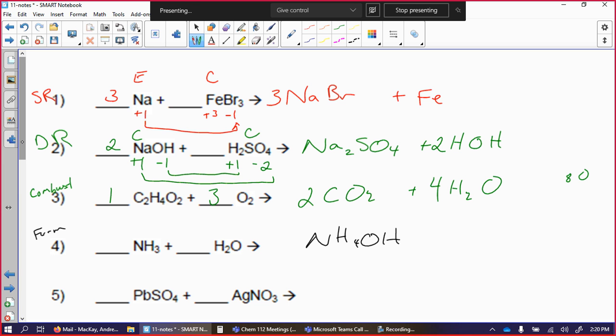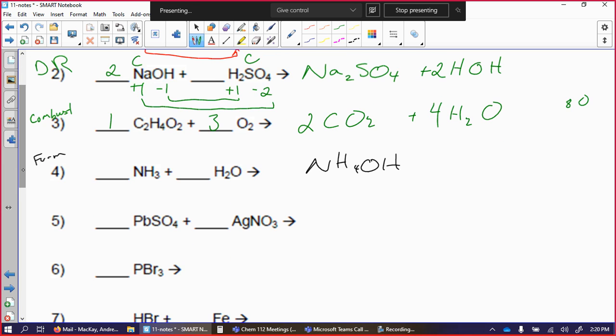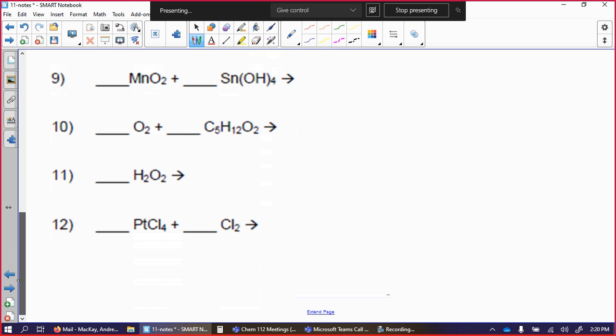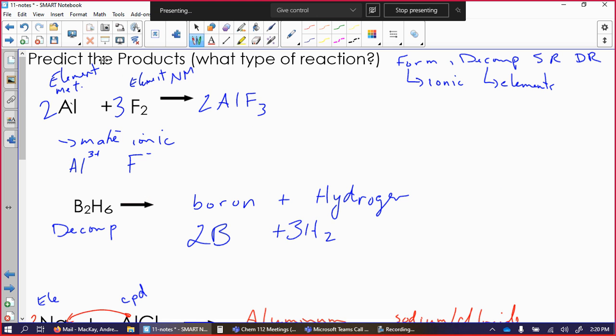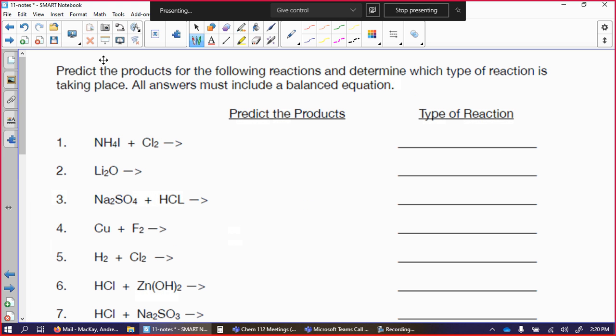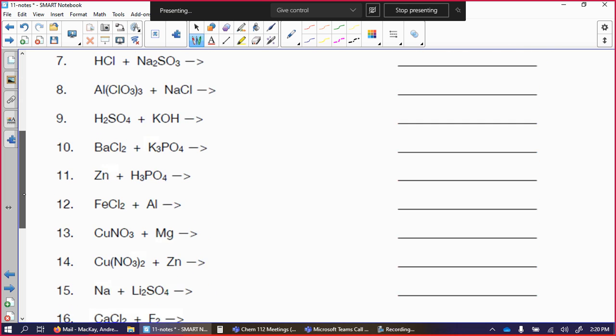It's formally kind of right. It's not totally right, but that's the way we need to go. I'm going to do 5, 6, and hopefully there's 12. Oh, I guess that's the only formation one. Down here, formation, formation.